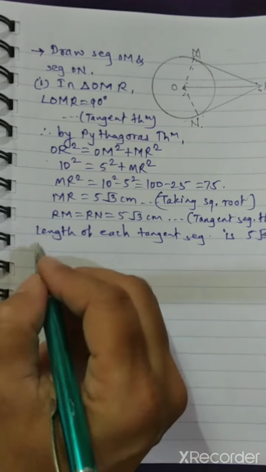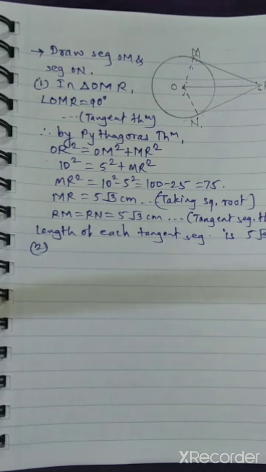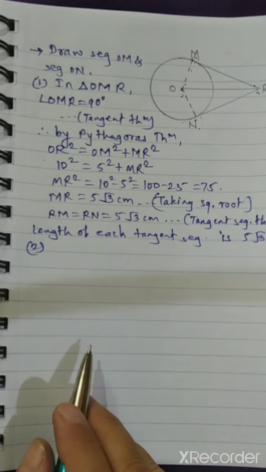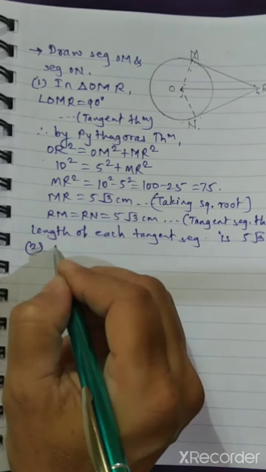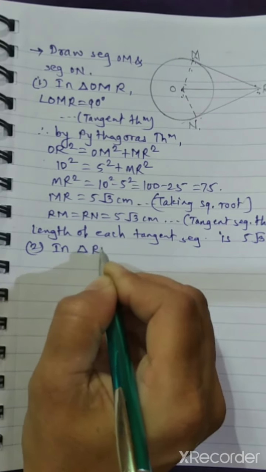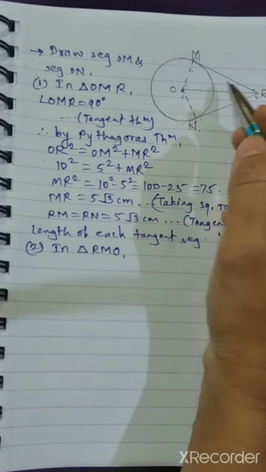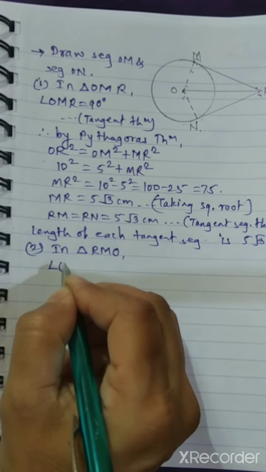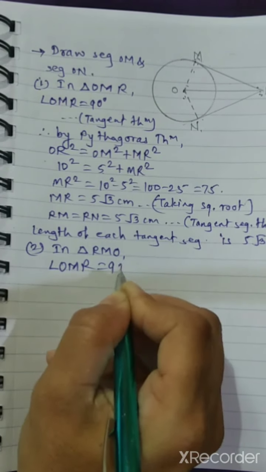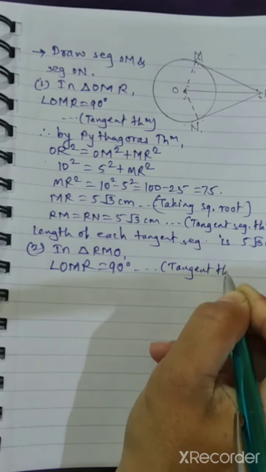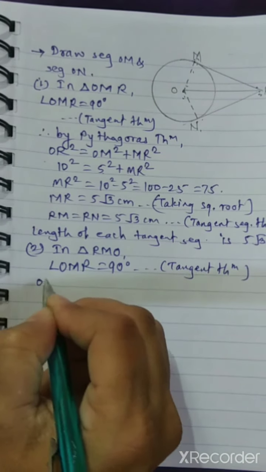Now second, what is the second sum? What is the measure of angle MRO? Secondly, we have to find the measure of angle MRO. Now students, here in triangle RMO, angle OMR is equal to 90 degree. That is the tangent theorem.